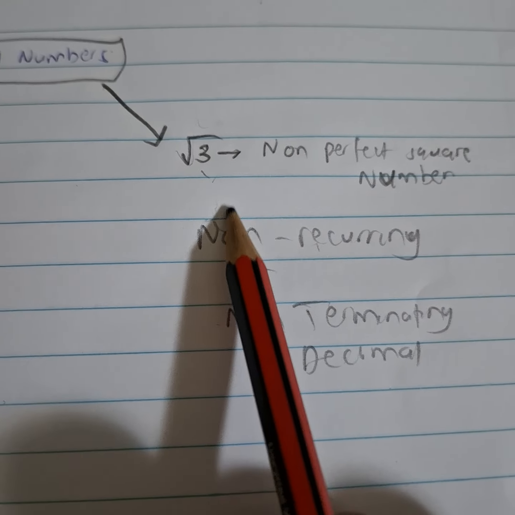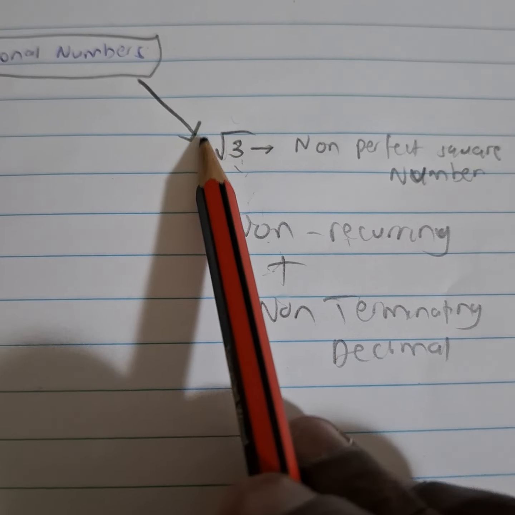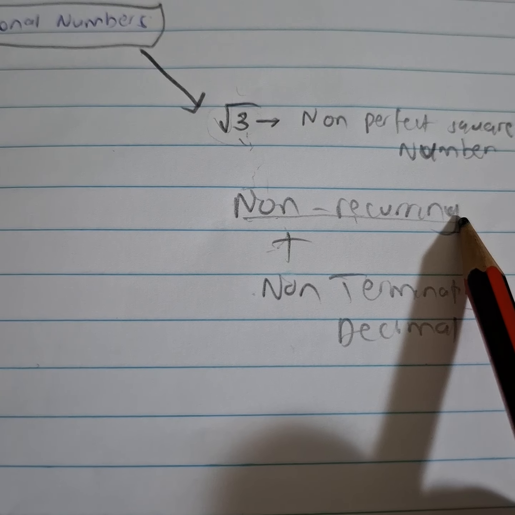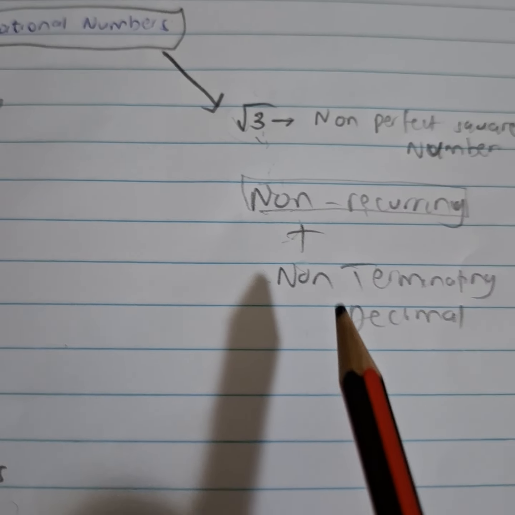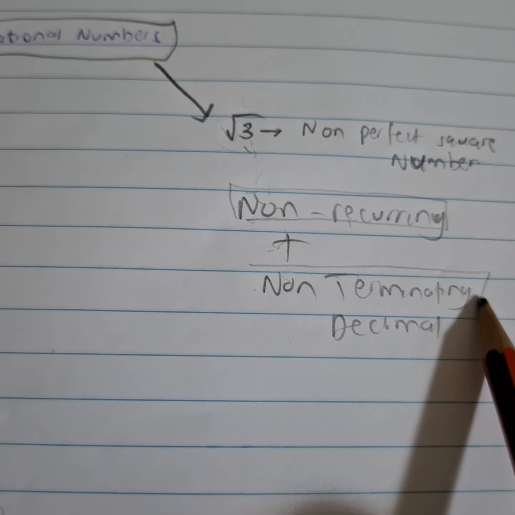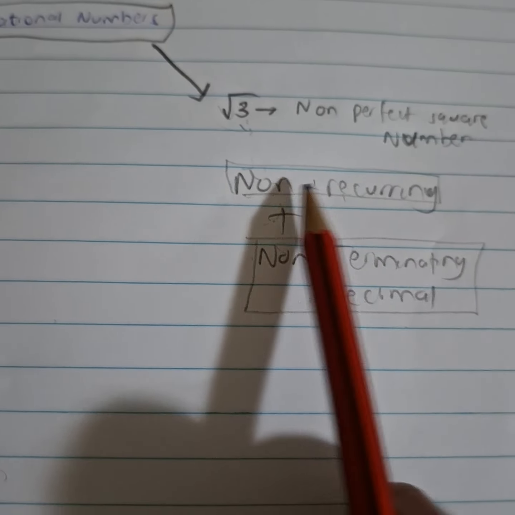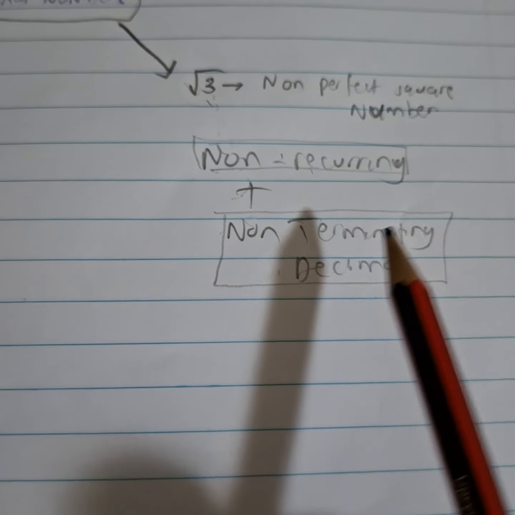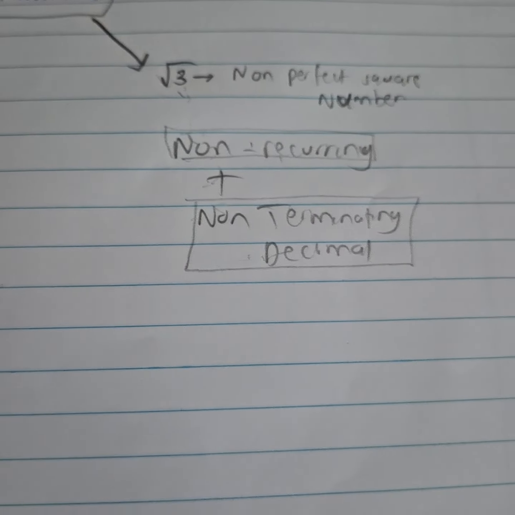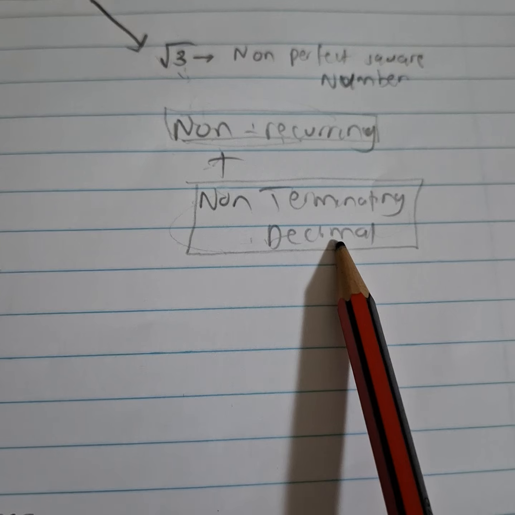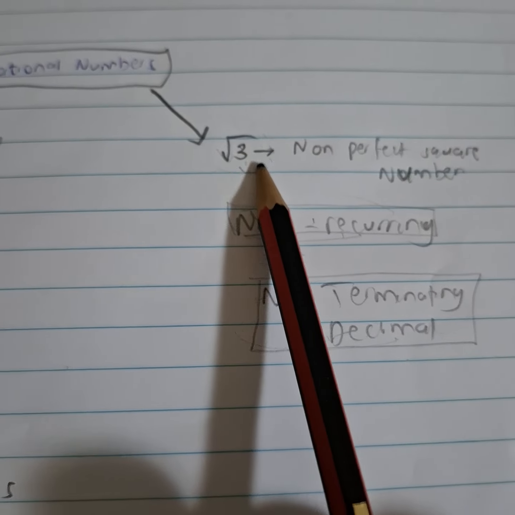So in other words, if you were to represent the decimal places of the square root of 3, you'll find that the decimals are non-recurring, meaning they do not repeat, and they are non-terminating, meaning they do not stop. So there's no repetition and there's no end. After the comma or the decimal, the numbers neither repeat nor stop. That's the special thing about irrational numbers.